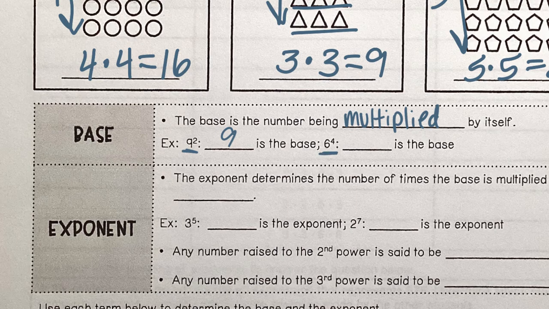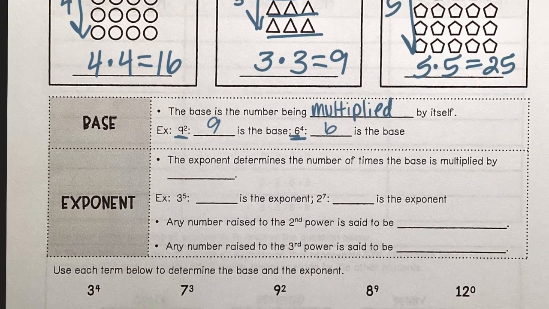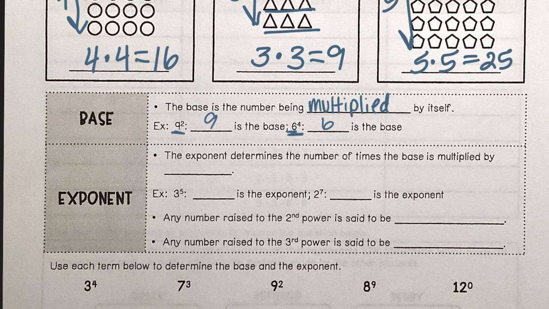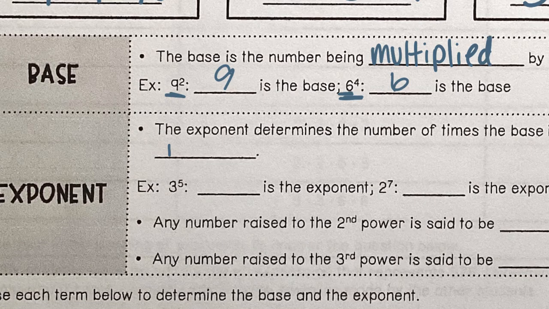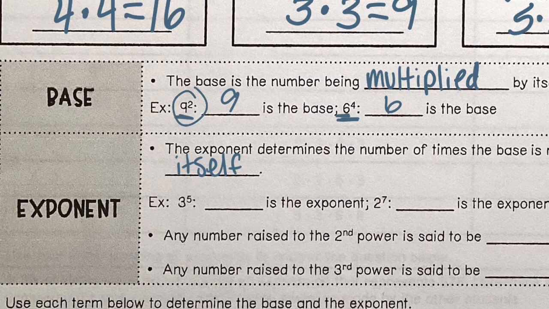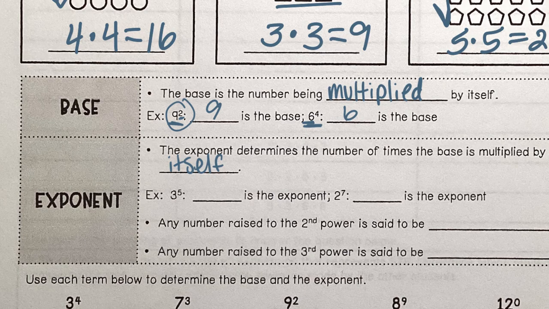For this expression, 6 to the 4th power, 6 would be our base, since it's the big number, the main number in this problem. The little 4 would be our exponent. For our exponents, the exponent determines the number of times our base number is multiplied by itself. Let's write itself here. That little number in this expression, that 2, is my exponent, and it tells me how many times my base, 9, will be multiplied by itself.